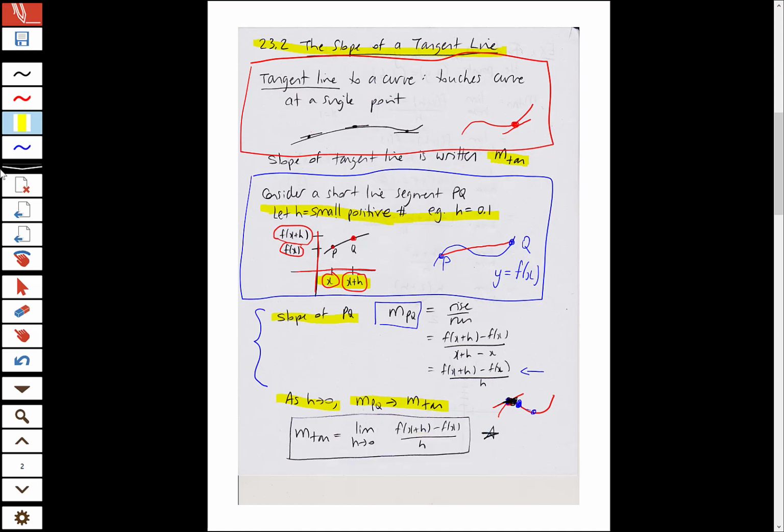So here's the big formula for this section. Let's make a note of it here. So the slope of the tangent line, which we're writing m tan, is the limit as h goes to 0 of that expression that we calculated, f of x plus h minus f of x over h. So that's the key formula that we want to be really familiar with for this section, and we'll use that in 3 examples coming up.